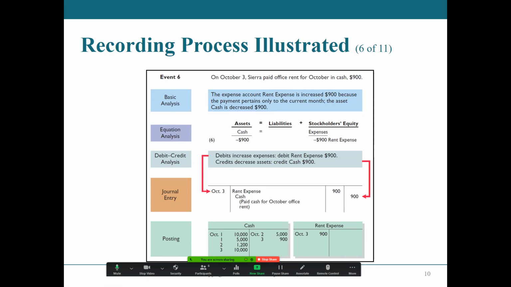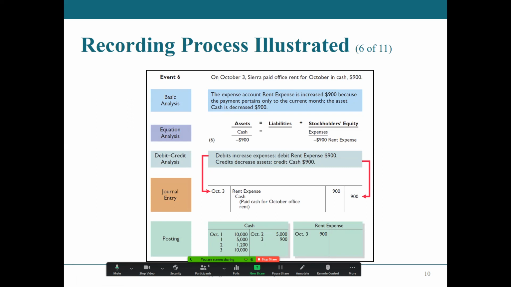Sierra pays office rent for $900. If I'm paying money, my cash is going down, and then my rent expense is going up. This also confuses people, because you think, oh, it's an expense, again it should be a negative.